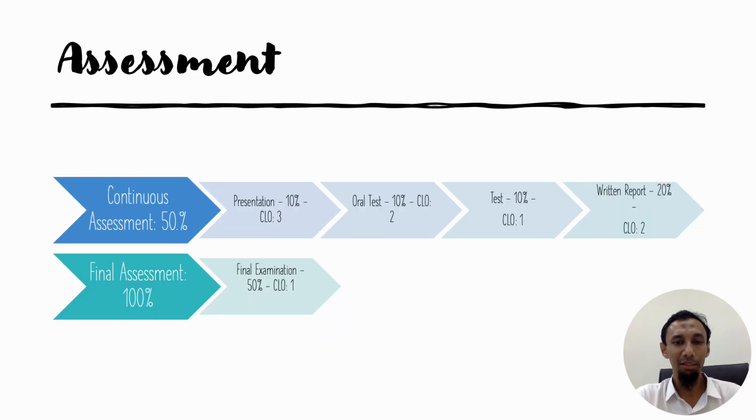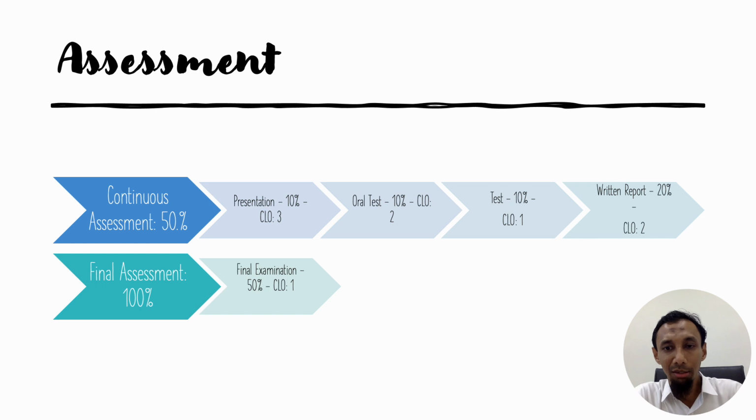Okay, and then the assessment is a very important part, so please make sure you memorize or jot down this one. In order for you to score the carry mark, we have 50%, and then the final examination, we also have 50%. For the continuous carry mark, we have the presentation, oral test, and written report. Presentation means you have to present whatever assignment I give you, about 10%.